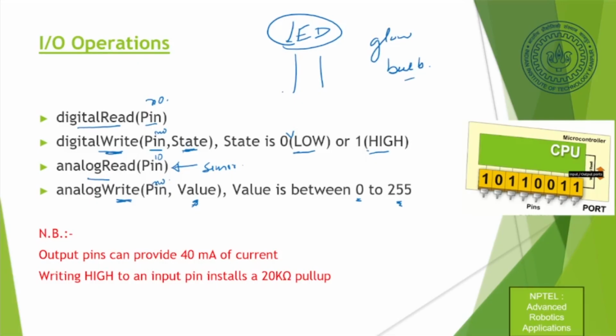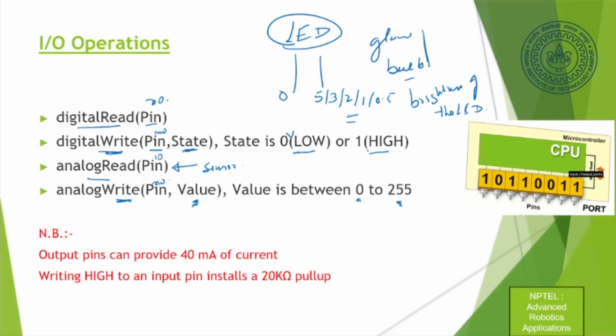If I give it 5 volts here, 0 to 5 here, it will glow. Now if I give it a lower voltage, suppose I give it 3 volts, it will glow less. If I give it 2 volts, it will glow even less. If I give it 1 volt, it will glow even less, and if I give it 0.5, even less. So I can control the brightness of the LED by controlling this voltage now.